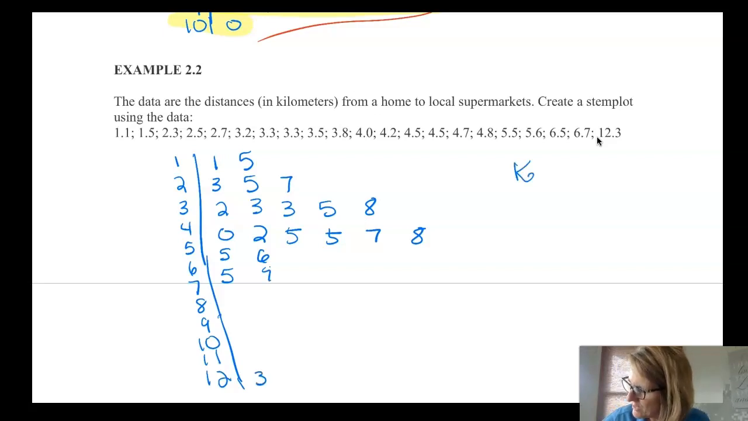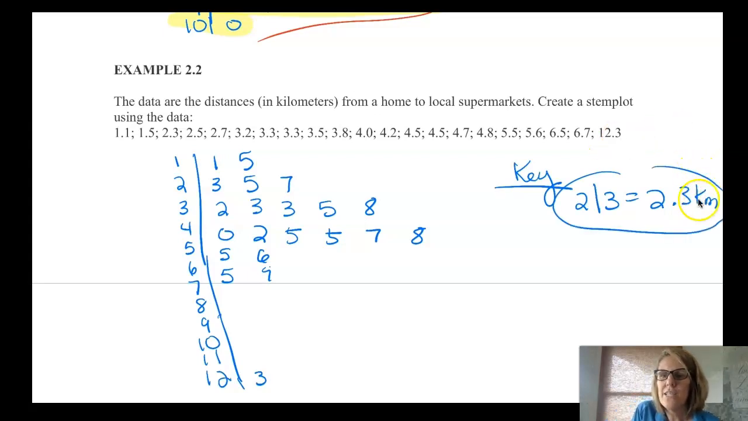And now if we write our key over here, we just pick any number. I'll just pick 2, 3 equals 2.3 kilometers. So that's why the key is important, that we put that unit and we show what it equals. So now this is where we're showing where that decimal is. That's why we don't have to put the decimals over here in our plot.